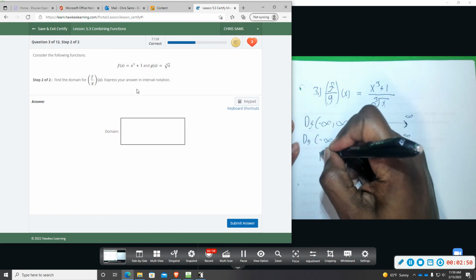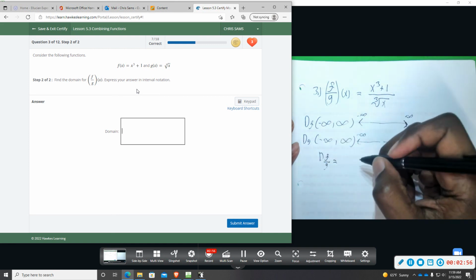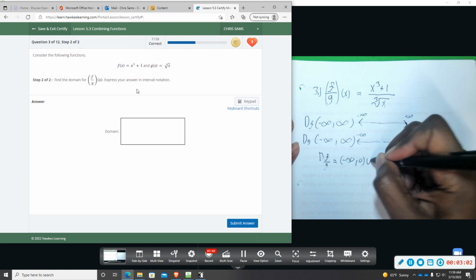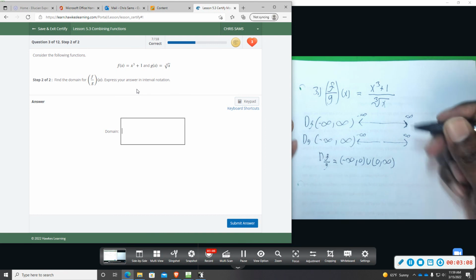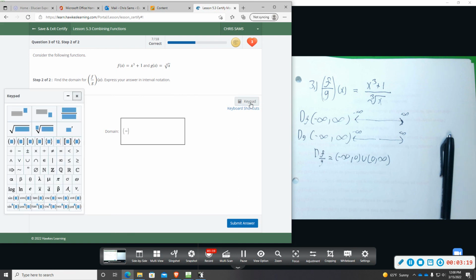So domain of f divided by g equals negative infinity to 0, and then union, because you got this break, 0 to infinity. So we're just missing that one point. Negative infinity to 0, union 0 to infinity.